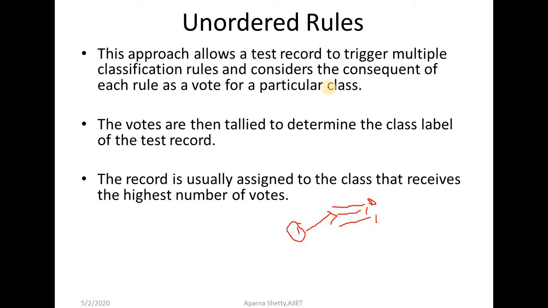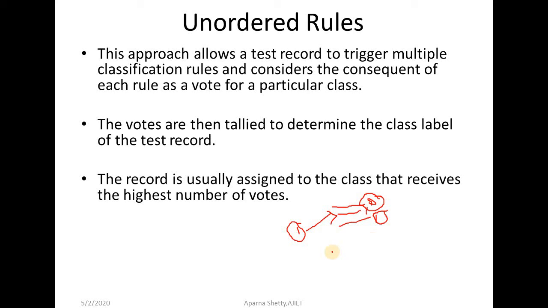Next, consider the consequent of each rule as a vote for the class. The votes are then tallied, and based on the votes you will determine the class label of the test record. When a record is triggered by more than one rule, you consider the consequent of each rule. Whichever consequent has the highest vote, you assign that class label.